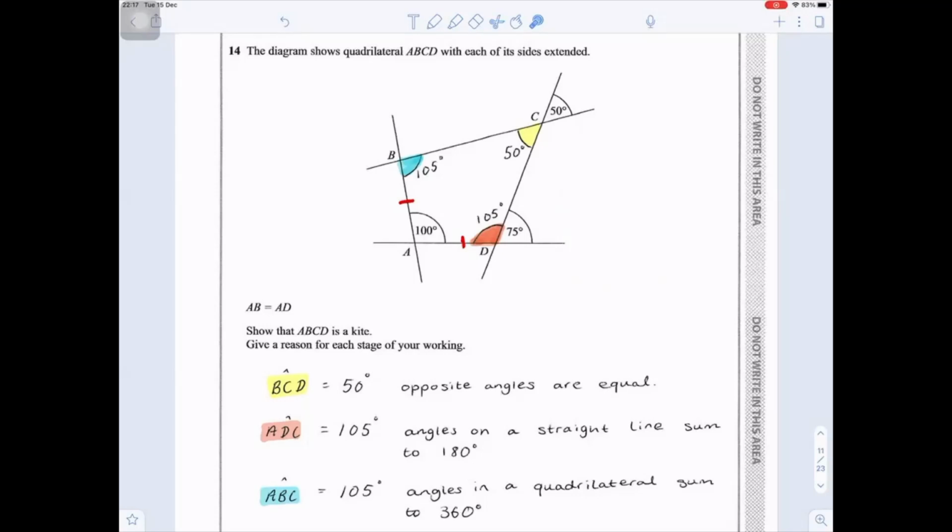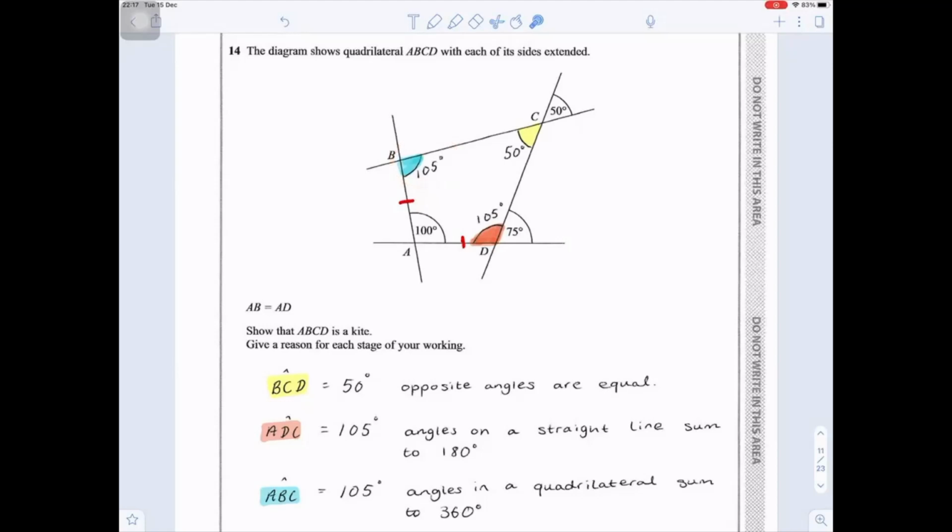And angle ABC, this angle ABC is 105 degrees. And how did you get that? Angles in a quadrilateral sum to 360 degrees. If you add 50 plus 105 plus 100, and you take 360 minus that answer, it gives you 105.